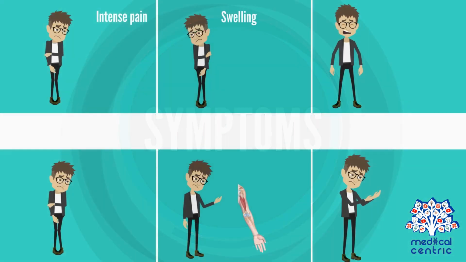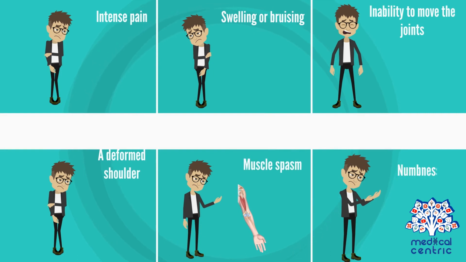Symptoms: intense pain, swelling or bruising, inability to move the joints, a deformed shoulder, muscle spasm, numbness or tingling near the injury, such as in the neck or down the arm.